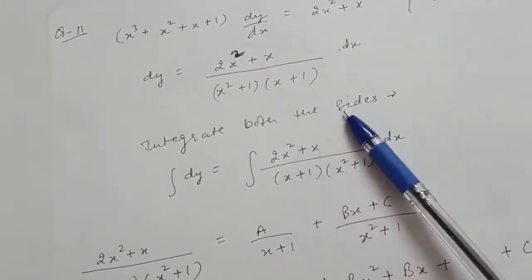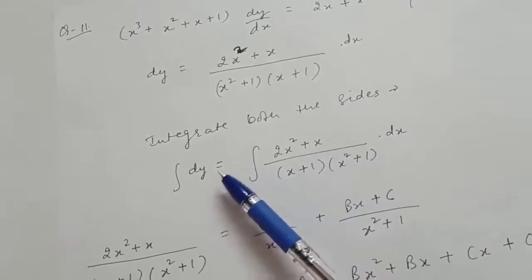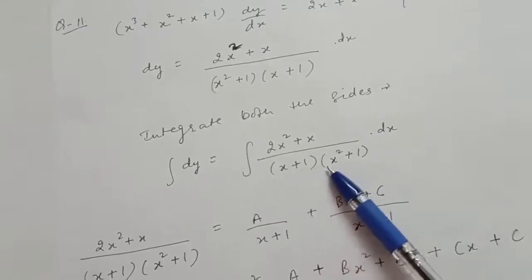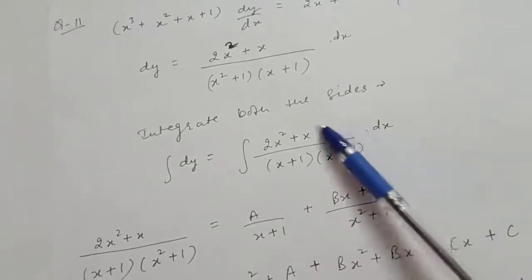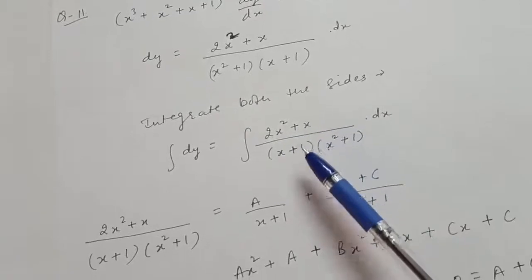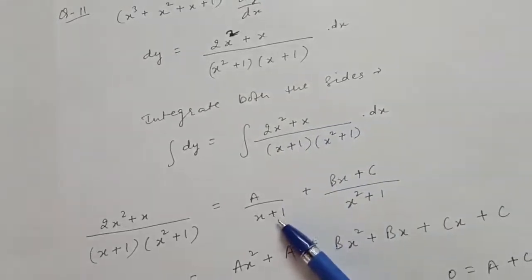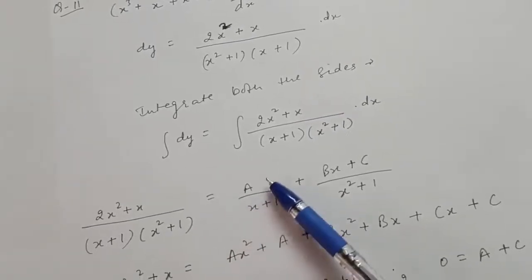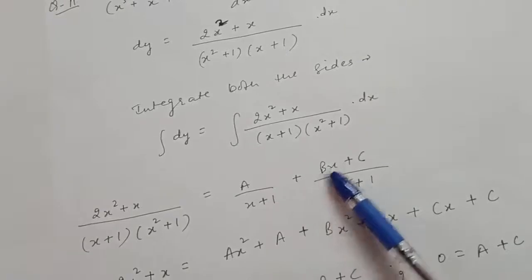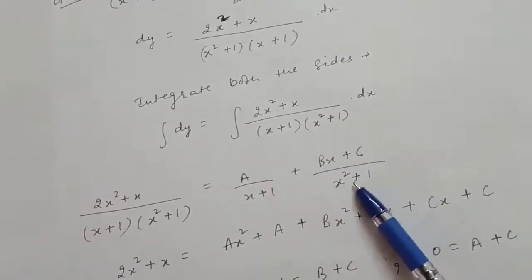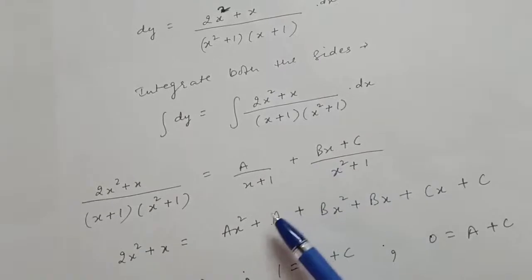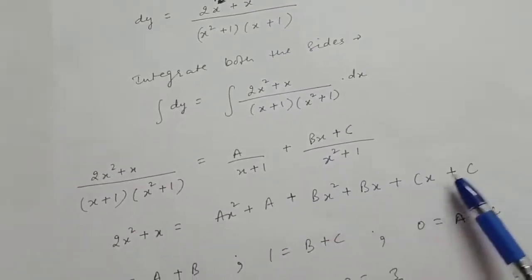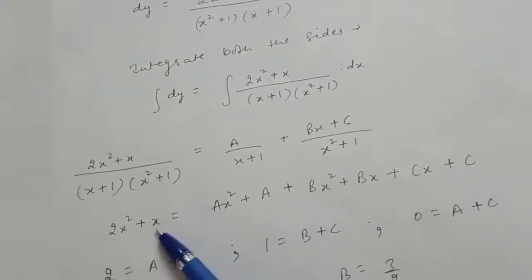Now integrate both the sides. So integral of dy is equal to integral of (2x square plus x) upon (x plus 1) into (x square plus 1) into dx. Now for this integral, we will use the method of partial fractions. So this complete can be written as equal to a upon x plus 1 plus (bx plus c) upon x square plus 1, right? Now take the LCM on this side, so you will get ax square plus a plus bx square plus bx plus cx plus c equal to this 2x square plus x.